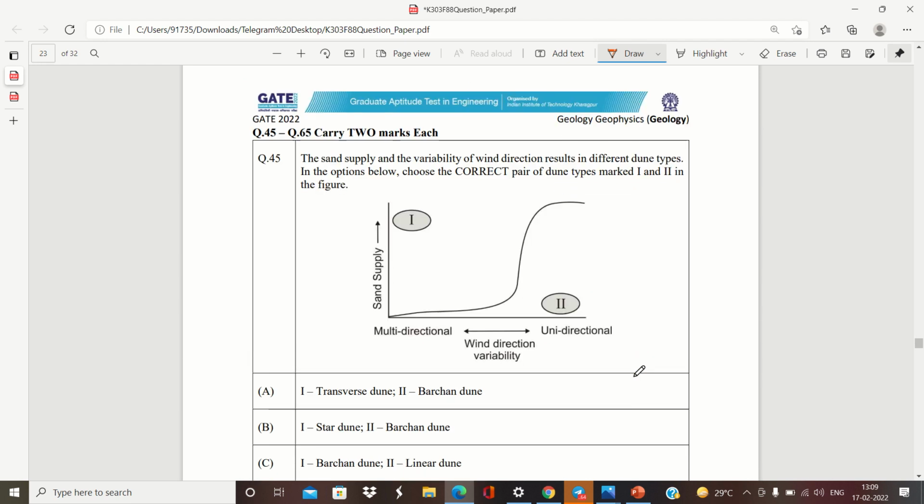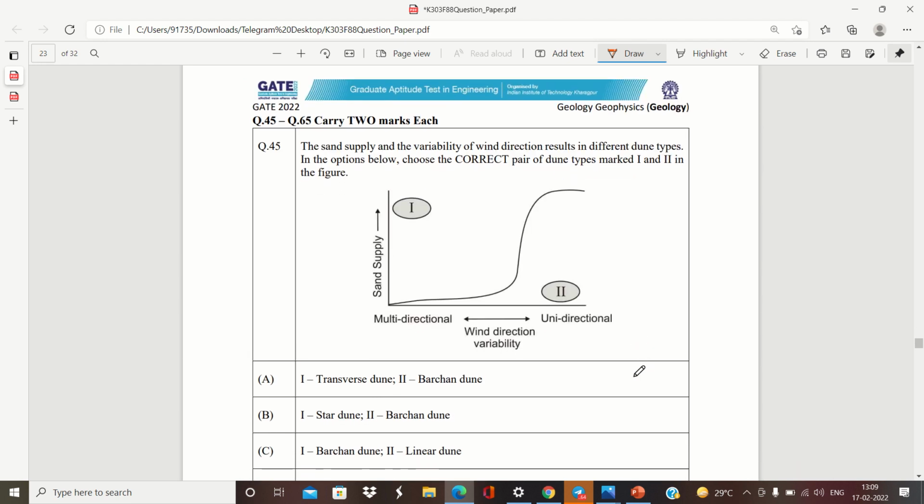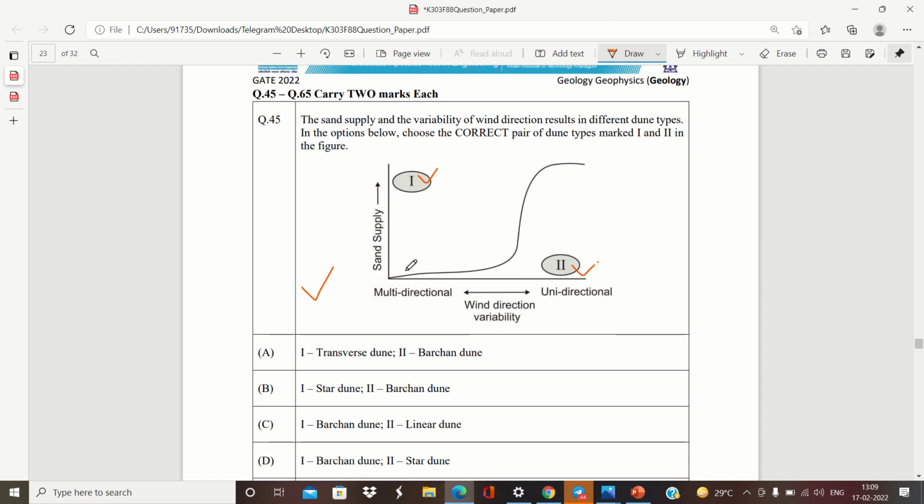Okay, another question is the sand supply and the variability of wind direction which resulted in the different dune types. So there is a diagram, they have given the point 1 and point 2 and asked what will be the dune type in point 1 and what will be the dune type in the second position. So simply there is a multi-directional wind. So if there is multi-directional, definitely star dune will be formed and hence second option will be our right answer.